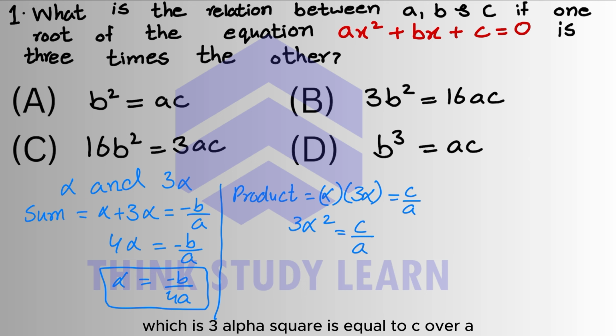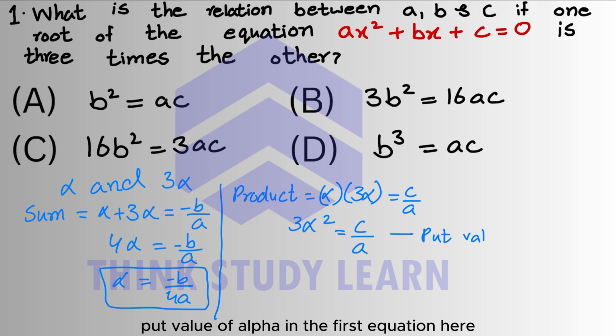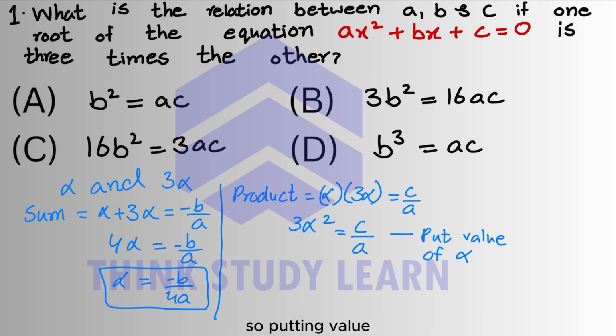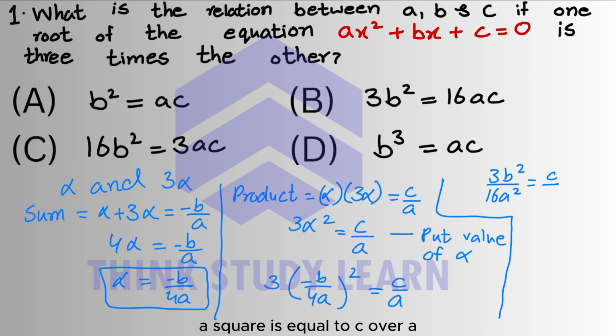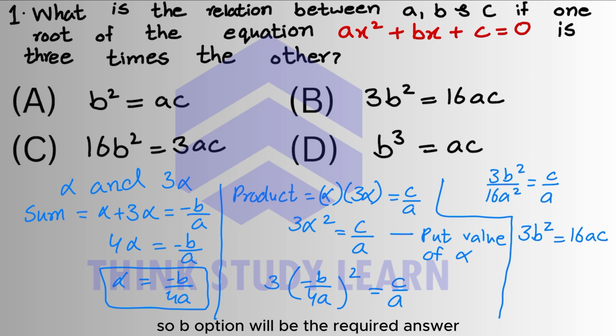Now we will put the value of alpha in the first equation here. So putting the value, we will get 3 times minus b over 4a, whole square, is equal to c over a. Solving this equation, we will get 3b square over 16a square is equal to c over a. Simplifying further will give us the equation 3b square is equal to 16ac. So B option will be the required answer.